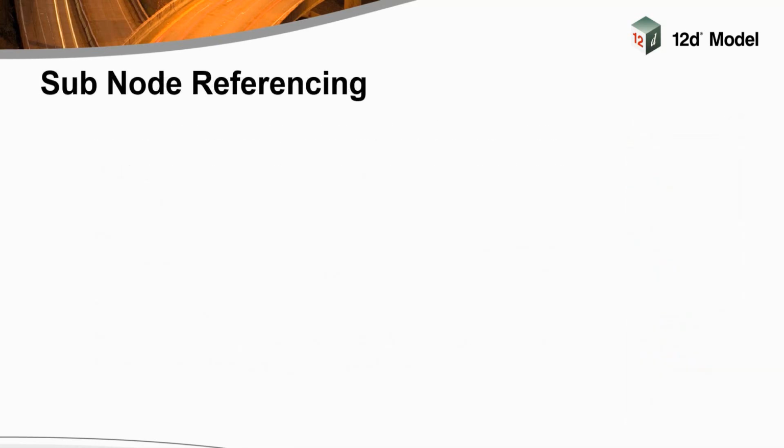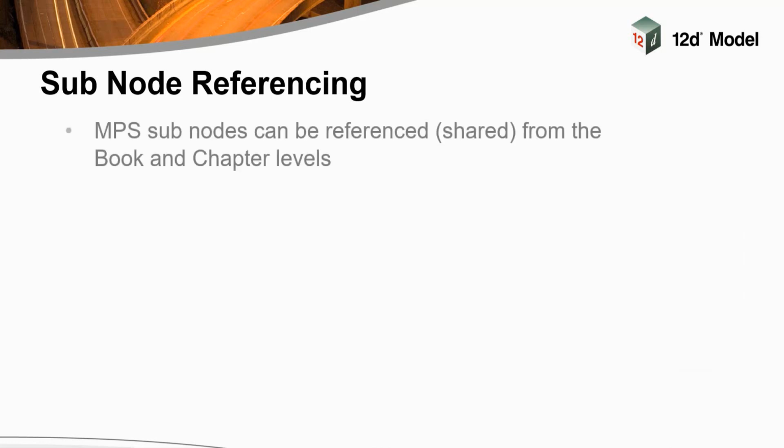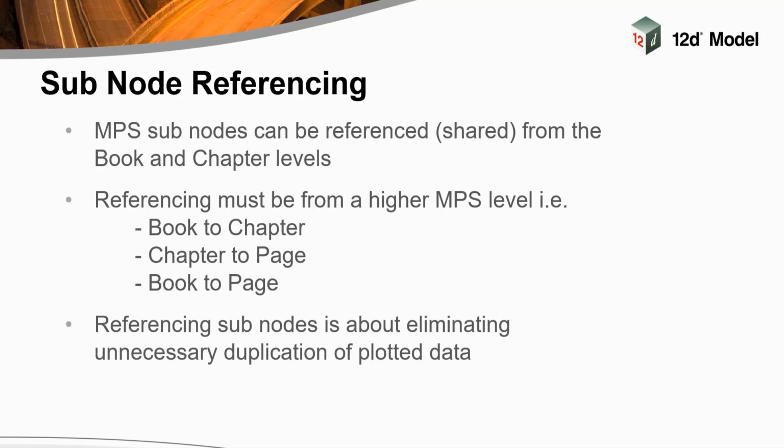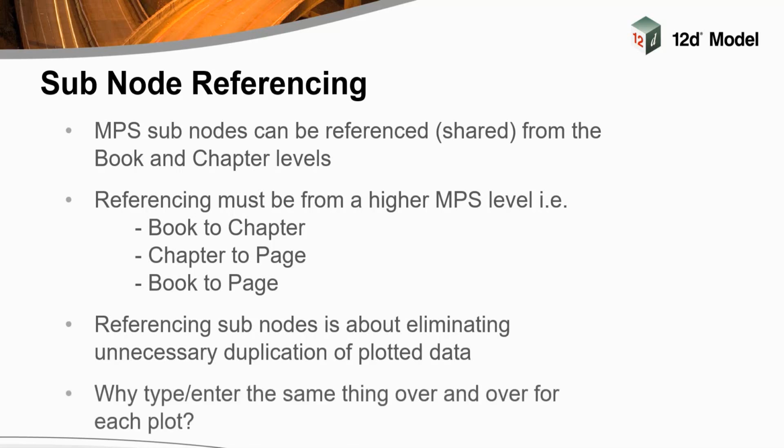The last two items we're going to discuss in the PowerPoint part of the webinar are subnode referencing and drawing registers. First off, subnode referencing. MPS subnodes can be referenced or shared from book and chapter levels. These subnodes can be text subnodes, symbol subnodes, or title block subnodes. Referencing must be done from a higher MPS level, i.e. you can reference from a book to a chapter, from a chapter to a page level, or you can even reference from a book to a page level. And referencing is all about eliminating unnecessary duplication of data. I mean, why would you enter or place the same thing over and over for each page of a plot?